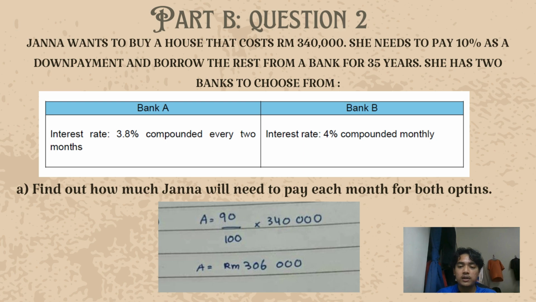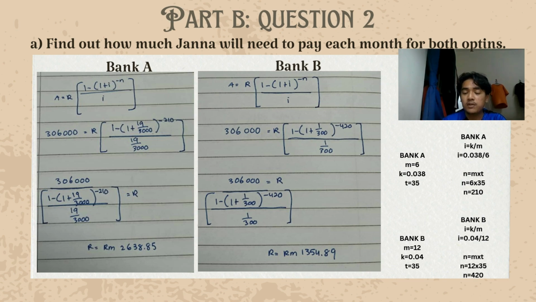First, we need to multiply the 90% by 340,000 to get A. Next, we need to identify the m, k, and t for both banks. For the formula i equals k over m, and for the formula n, m times t. For bank A, i equals 0.038 over 6, and n equals 6 times 35, and n equals 210. For bank B, i equals 0.04 over 12, and n equals 12 times 35, and then we get the n for bank B is 420.